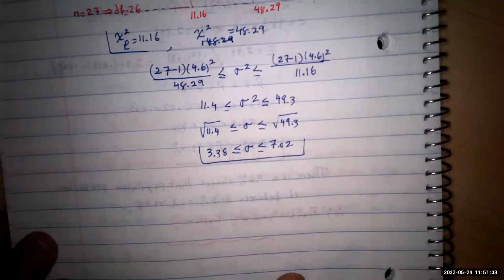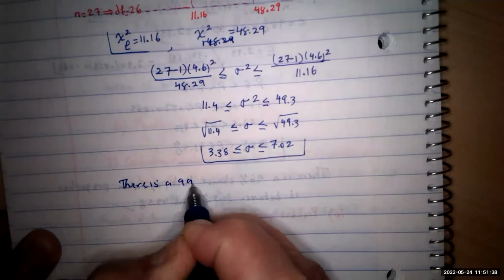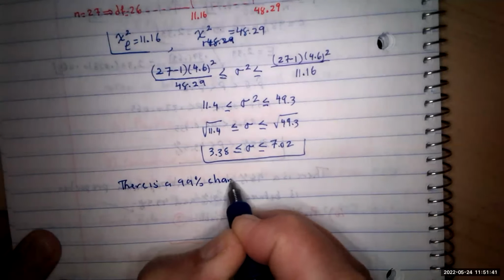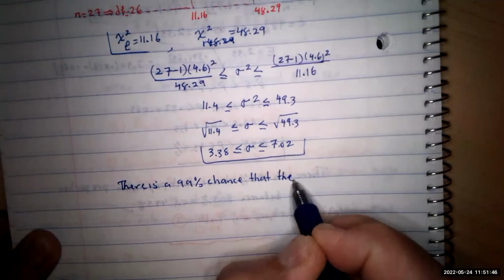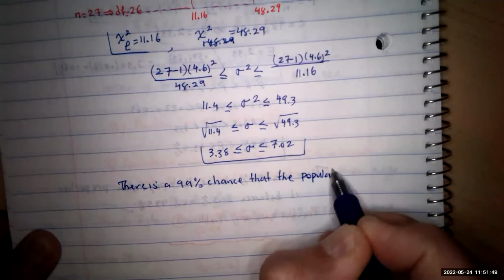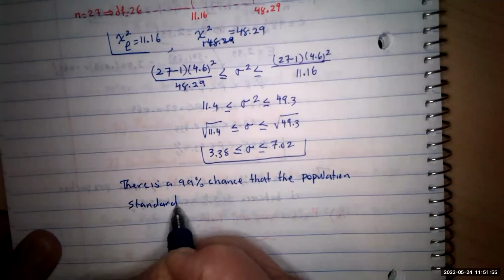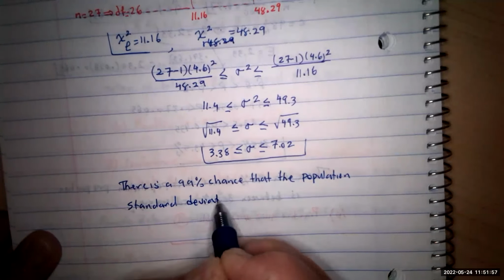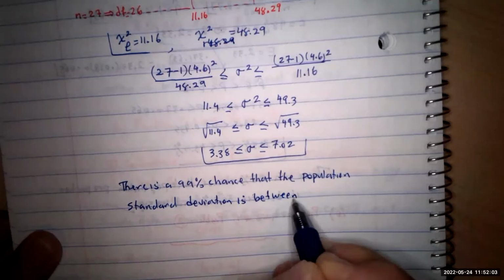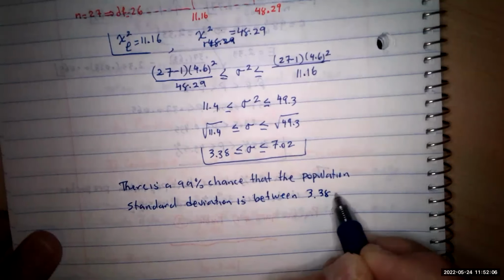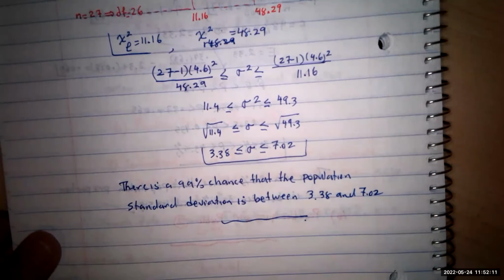You have to make a comment, it's 99%. So there is a 99% chance that the population standard deviation is going to be between 3.38 and 7.02. And then do that.